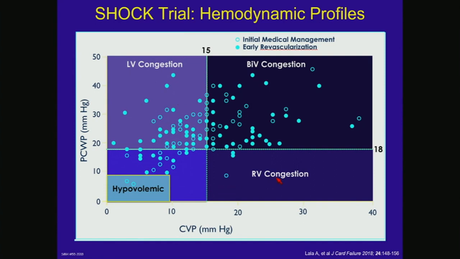And if the right-sided pressures are high and the left side pressures are low, you have right ventricular congestion. But what you see is a lot of patients have biventricular congestion, and that's a challenge. So people, even in cardiogenic shock, have now begun to realize that you need to think about the right ventricle as well, because biventricular congestion is treated differently from left ventricular congestion.